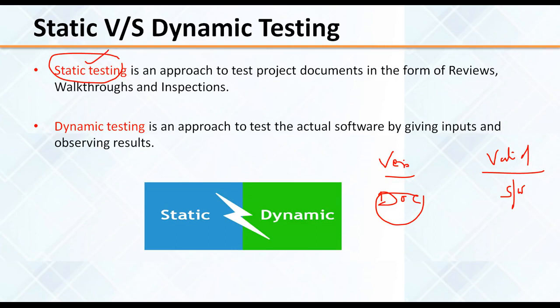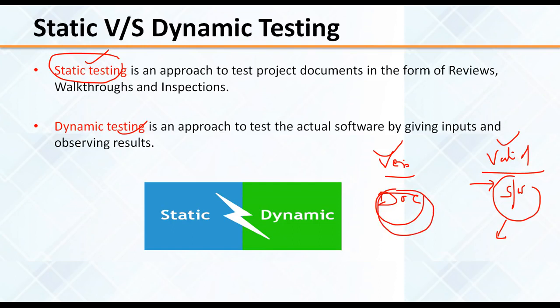Testing conducted on the software by giving certain inputs and getting outputs comes under dynamic testing. So static testing is a verification technique, dynamic testing is a validation technique. Why are we calling it static testing? Because we are testing the documents here. We don't have the software yet.